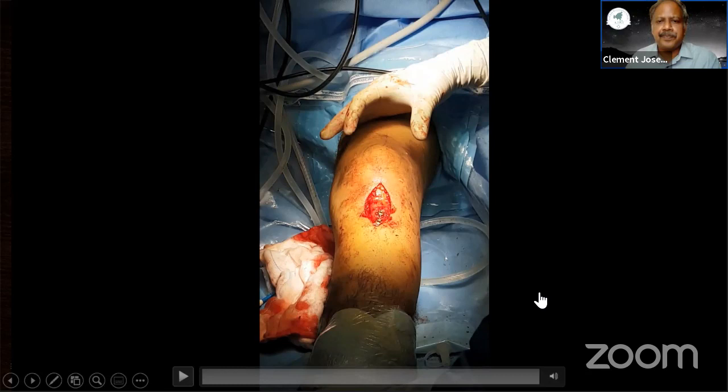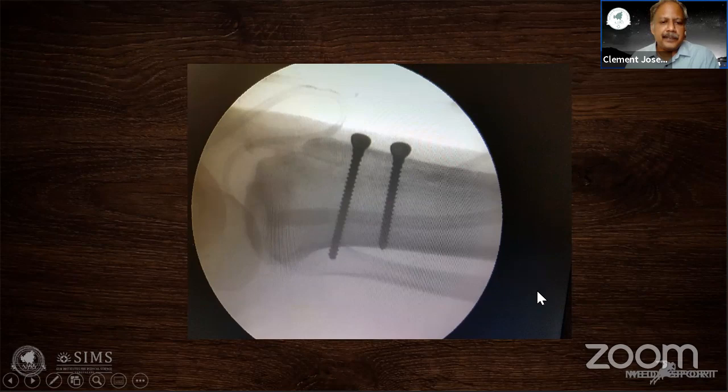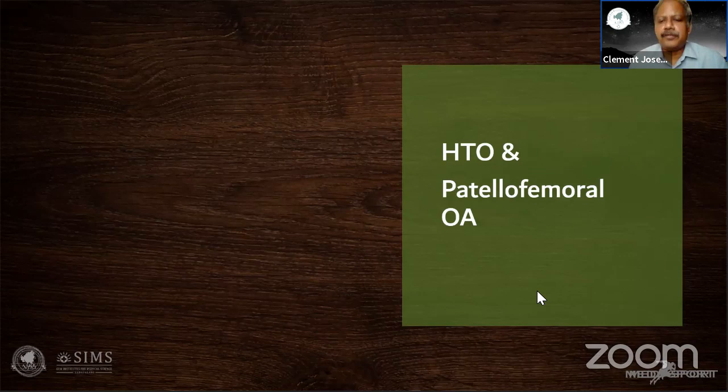It's very important to check for bicortical fixation using a C-arm here. These are the follow-up x-rays. And coming to the role of patellofemoral OA in osteoarthritis, actually the medial opening wedge osteotomy may not be that good for your patellofemoral disease.